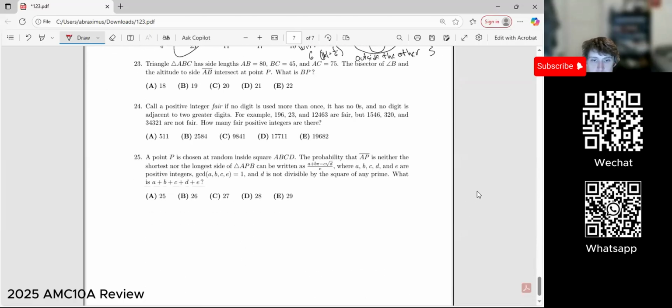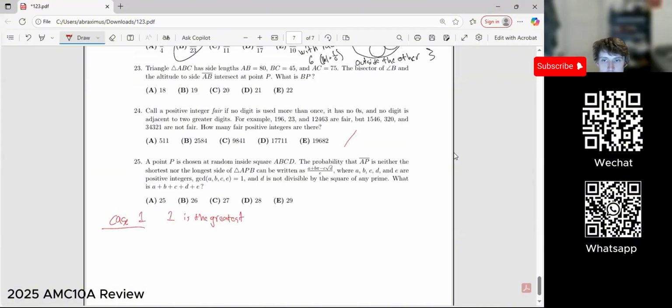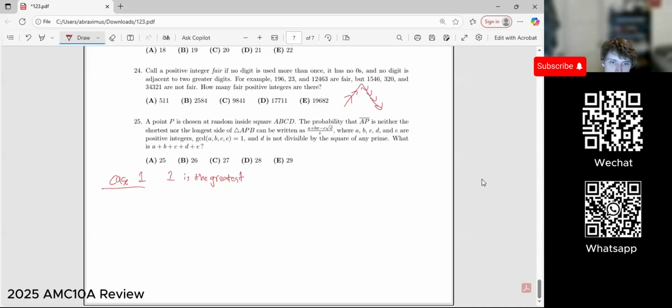So let's come up with some cases. One thing I wanted you to notice about all fair numbers is that their digits go up, and then at some point they go down and keep going down. So that's why I'm going to break the cases up by which digit is the greatest. Case 1, 1 is the greatest. Case 2, 2 is the greatest. All the way down to case 9, and 9 is the greatest.